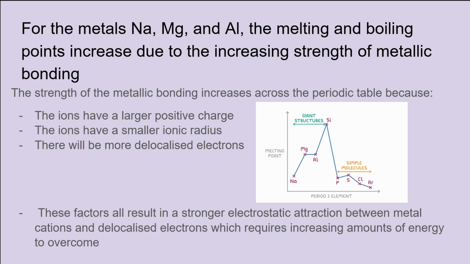So for the metals sodium, magnesium and aluminium, melting and boiling points increase due to the increasing strength of metallic bonding. And that increases because the ions have a larger positive charge as you get across the period. The ions will have a smaller ionic radius and there will be more delocalized electrons. So these factors all result in stronger electrostatic attractions between metal cations and delocalized electrons, which require increasing amounts of energy to overcome.